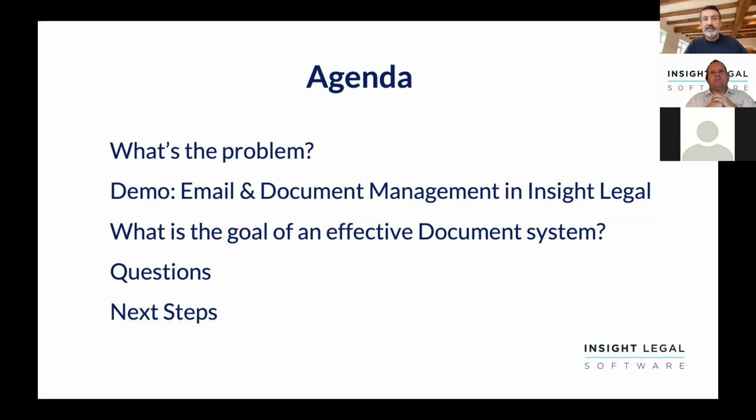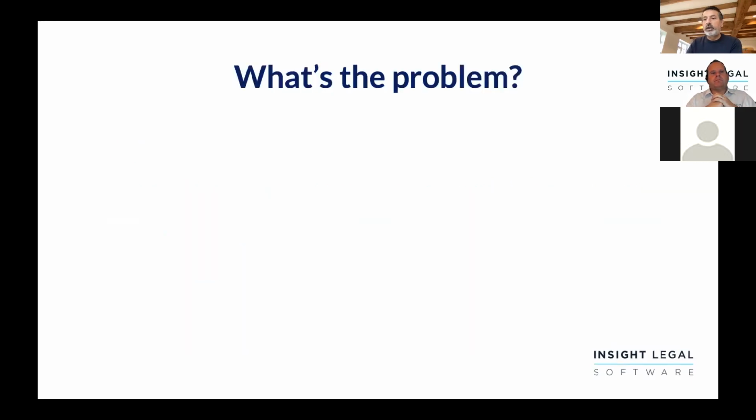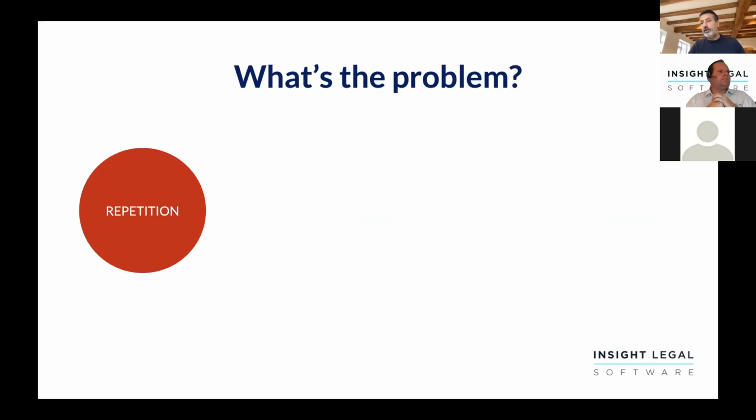Okay, so let's start by looking at what the problem is. The first one I want to highlight is repetition. By repetition I mean the action of repeating something that has already been done. It could have been done once, twice, or a million times. What we're talking about here is often the most menial of tasks that most fee earners will do, sometimes without thinking twice about it, particularly if it's something you've done so often that you accept it as part of your daily routine.